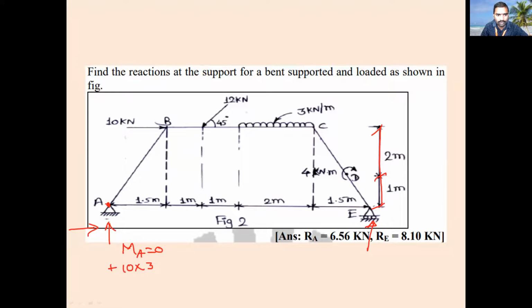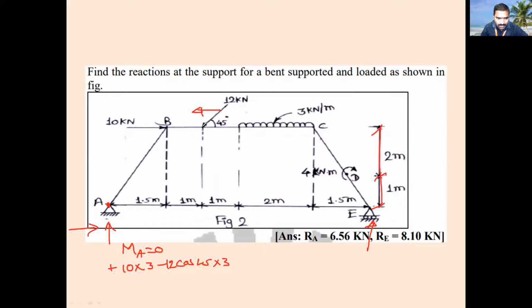Next, this 12 kilonewton force is inclined, so it has two components, an X component and a Y component. Correct? Yes, sir. The X component, this horizontal component, rotates the frame anti-clockwise. So it is minus 12 cos 45 into the distance from this point to A, the vertical distance, which is 3 meter. Are you getting?